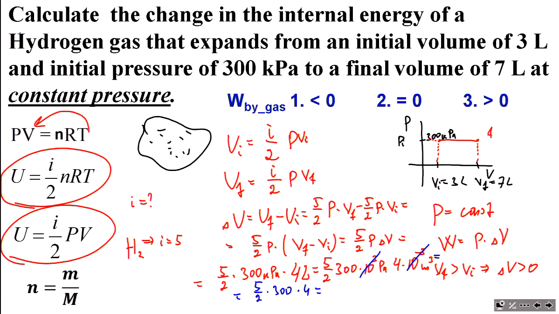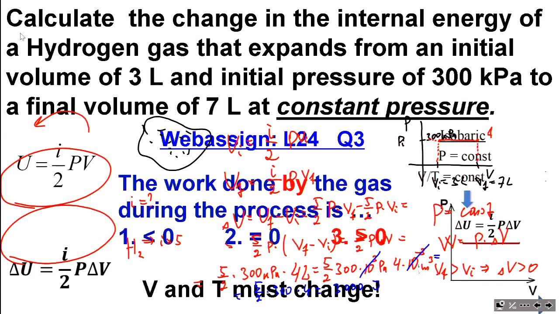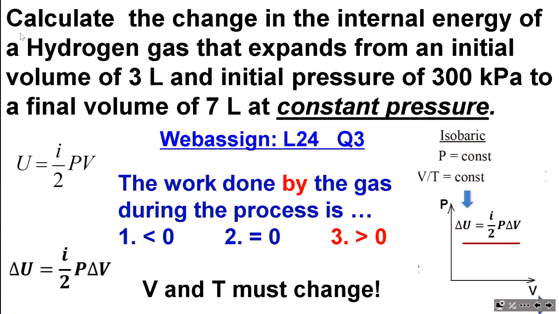Now we can finish our calculation. 4 over 2 is 2. 2 times 5 is 10. 10 times 300, 3,000 joules. This is a very typical calculation for this type of problem. All right. So the work is positive.